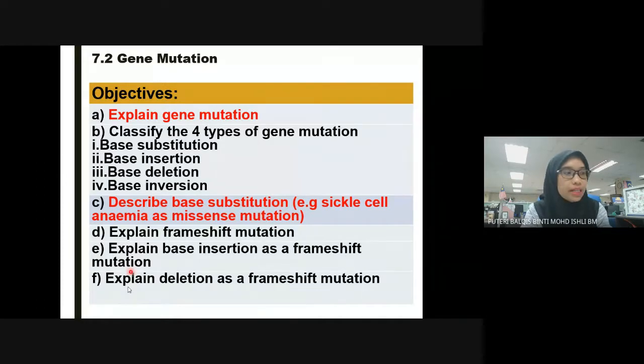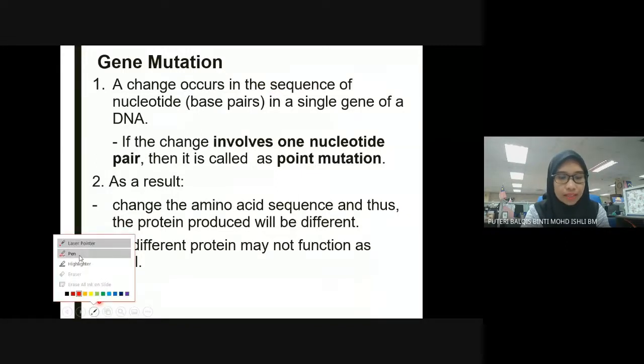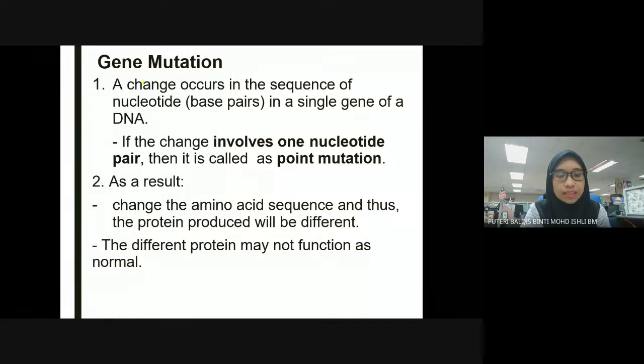Macam ni saya dalam lecture saya akan terangkan yang color merah ni je. Tapi saya terangkan ikutlah. Okay, saya terangkan ABC ni ke? ABC ataupun ABCD. Okay, first kita tengok dulu apa itu gene mutation. Gene mutation refer to a change occur in the sequence of nucleotide. Okay, let me highlight for you. A change occur in the sequence of nucleotide in a single gene of DNA.